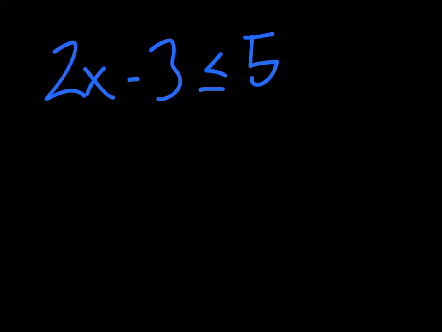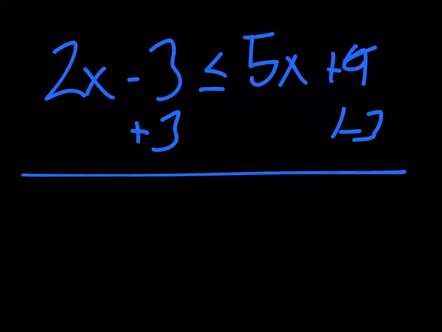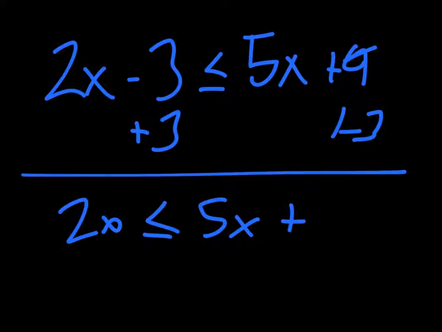Alrighty, on to another example. If we have, let's see, number 25. 2x minus 3 is less than or equal to 5x plus 9. Add 3 to both sides. 2x is less than or equal to 5x plus 12. Subtract 5x to the other side.